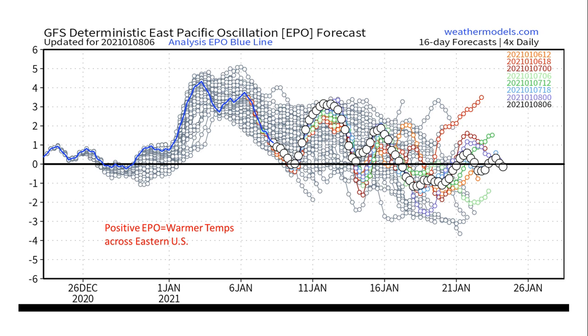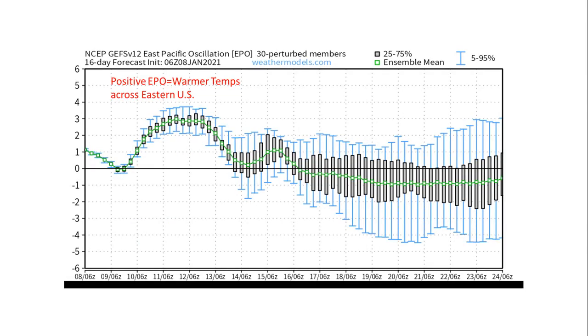So this one's kind of all over the place, the GFS deterministic for the EPO, and the NCEP GFS V12 EPO 30% members, 16-day forecast out to about the 24th of January. Notice how positive the EPO is right on through to about between the 14th and 15th of January, mid-month. Comes up a little bit positive, but then it drops down into negative territory. Now, if this model were to verify, that would definitely help. That would be more of a cold signal for the United States as a whole.